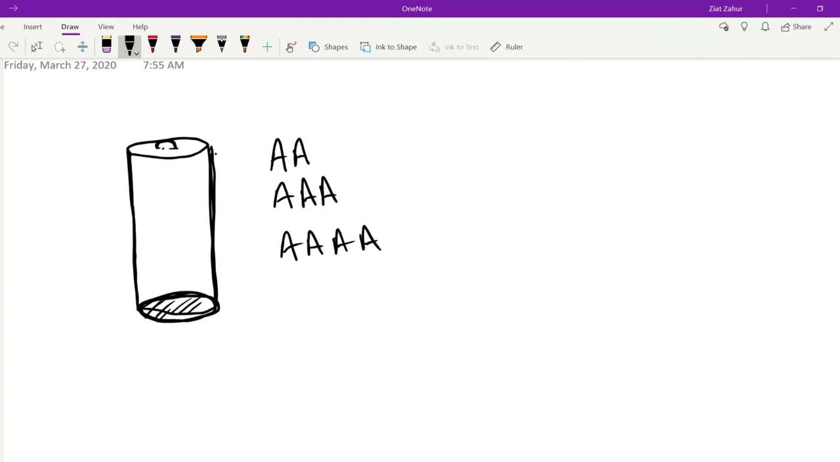Christian Tran says bottom is negative. Chapito agrees. Yes, very good. The bottom is the negative side. The flat side is the negative side. And the top with the little dimple thing is the positive side.